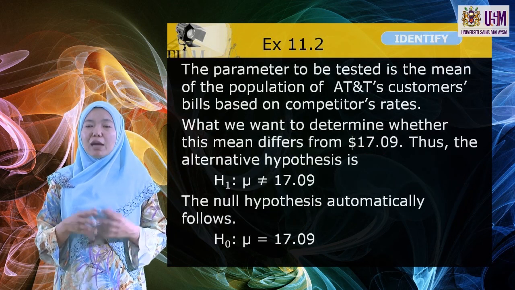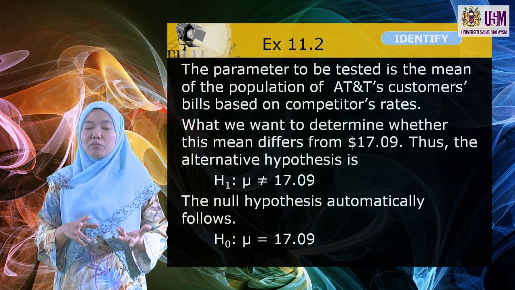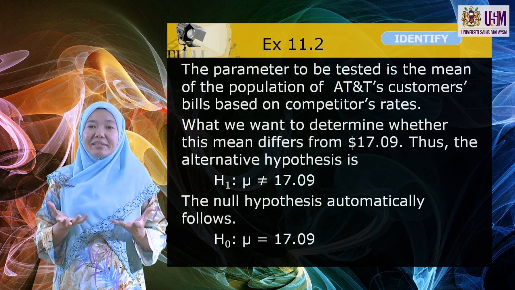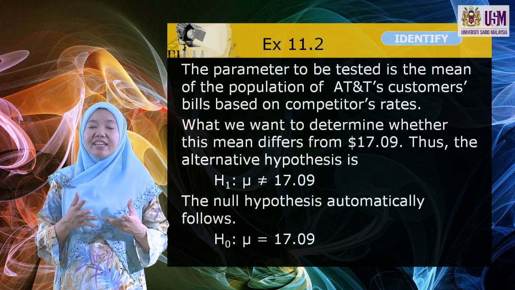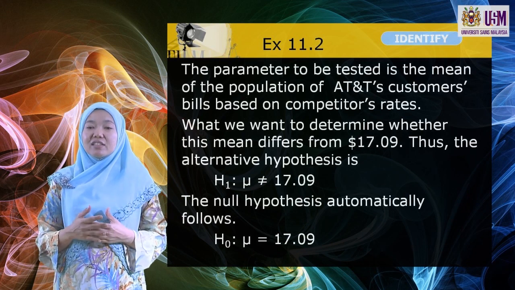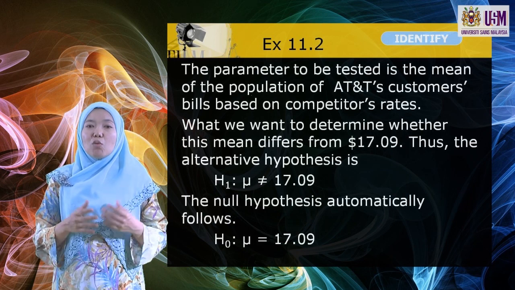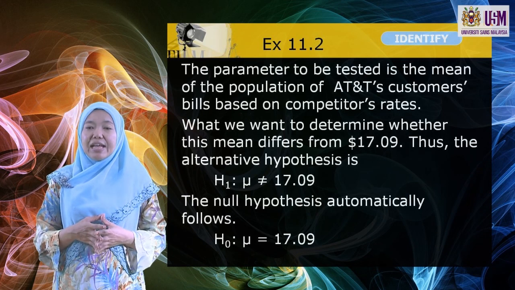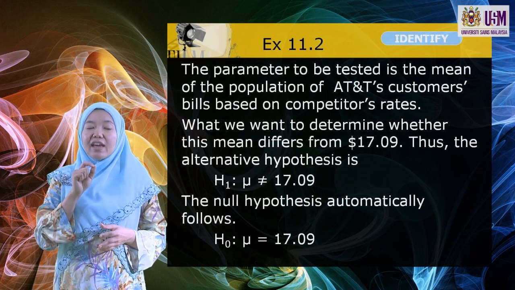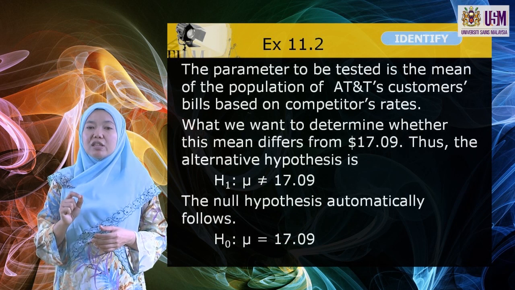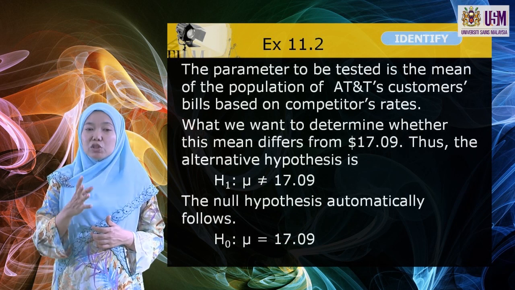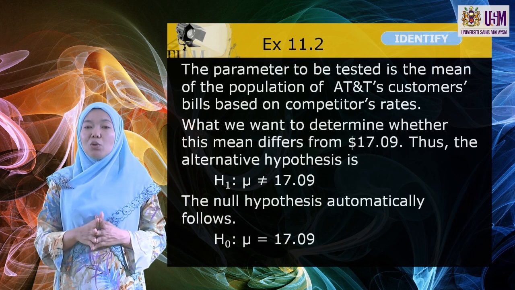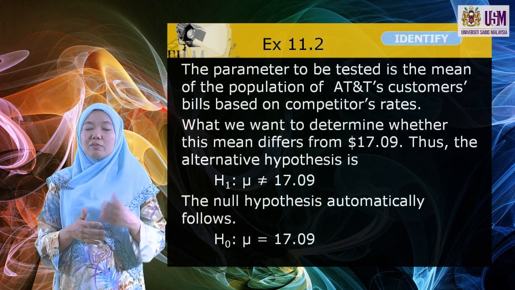Let's look at the first step of hypothesis testing, for you to identify your null hypothesis and your alternative hypothesis. In this case, the parameter to be tested is the mean of the population of AT&T customers' bills based on the competitors' rate. What we want to determine is whether this mean for AT&T customers differs from $17.09. Thus, the alternative hypothesis is H1: mu does not equal 17.09. We understand automatically that the null hypothesis H0: mu equals $17.09. You can ignore the symbol when it comes to the calculation.